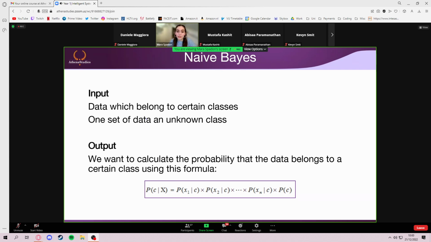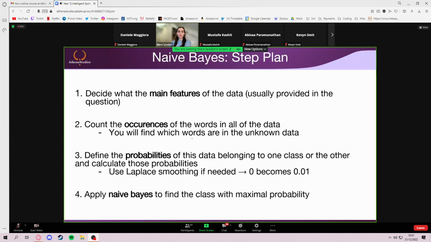So again, you just have some data and you have classes. If we have certain sentences, a few of them belong to the Canvas page of one course, the others belong to the Canvas page of another course, and you get a sentence with an unknown class, then based on probability you could see which one it would be classified in. Would it be classified for the one course or the other course? That's how naive Bayes would work. So there is a little step plan. You decide what the main features of the data are. Those are usually given.